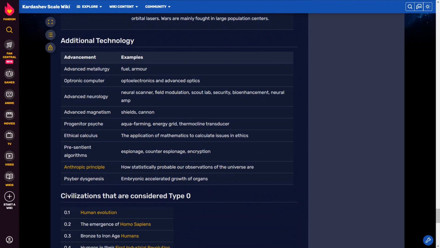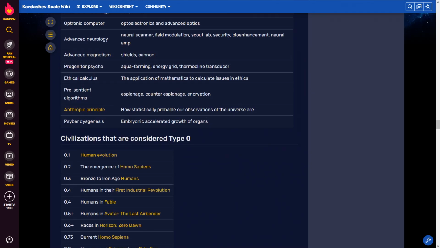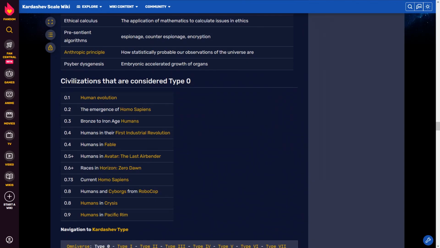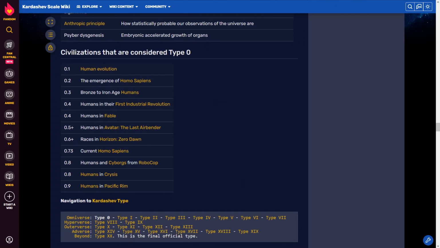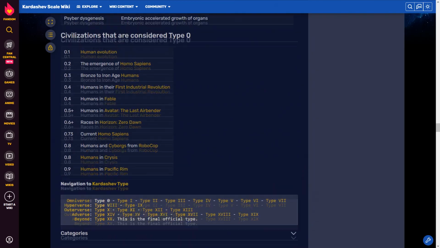Additional technology. Let's see, advanced metallurgy, which is fuel and armor, optronic computers, advanced neurology, advanced magnetism, progenitor psyche, ethical calculus, pre-sentient algorithms, anthropic principle, and cyber dysgenesis. Civilizations that are considered type 0. So we got human evolution, the emergence of Homo sapiens, Bronze to Iron Age humans, First Industrial Revolution, humans in Fable, humans in Avatar The Last Airbender, races in Horizon Zero Dawn, current Homo sapiens, humans and cyborgs from RoboCop, humans in Crysis, and humans in Pacific Rim.